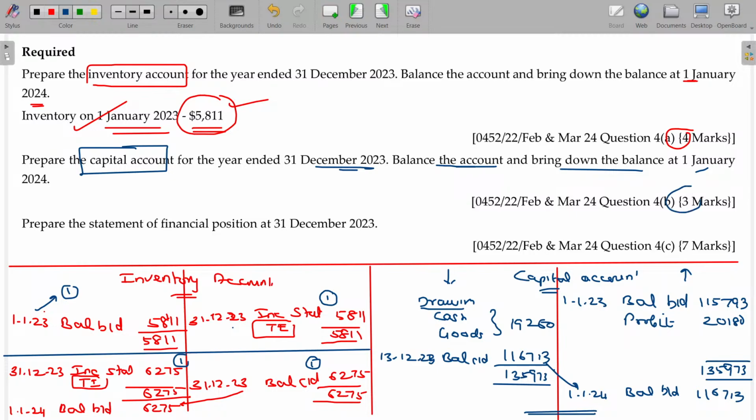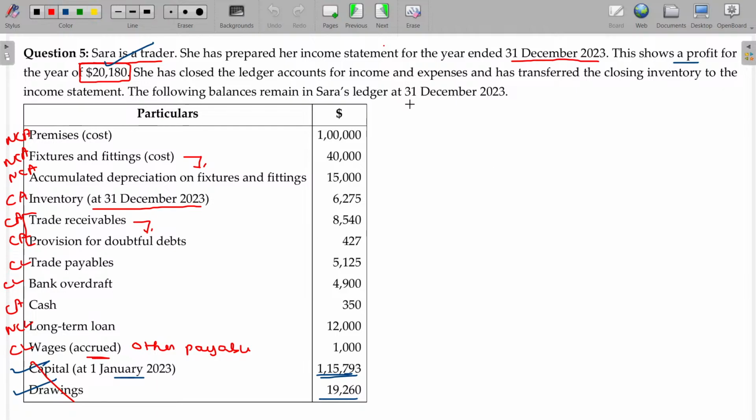This carries 3 marks. One mark for recording drawings, one mark for profit, one mark for the final balance you bring down here. These 3 marks. And finally, you have to prepare the statement of financial position for that period end. You know the format. You apply that same format here. The first block is all about assets. In assets, you start with non-current assets and then continue with current assets. In liabilities, you have 3 blocks: capital, non-current liabilities, and current liabilities. Let's see.